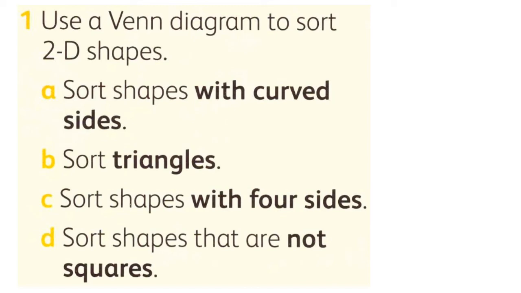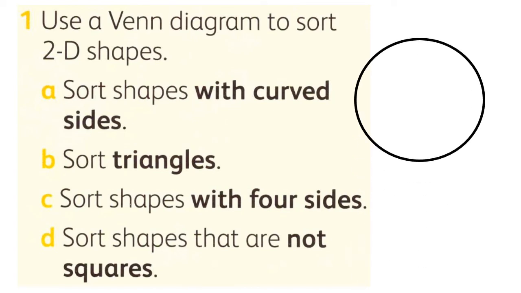Use a Venn diagram to sort 2D shapes. A. Sort shapes with curved sides. So here is our group, and in my group I put shapes with this rule, curved sides. So I have circles and ovals.